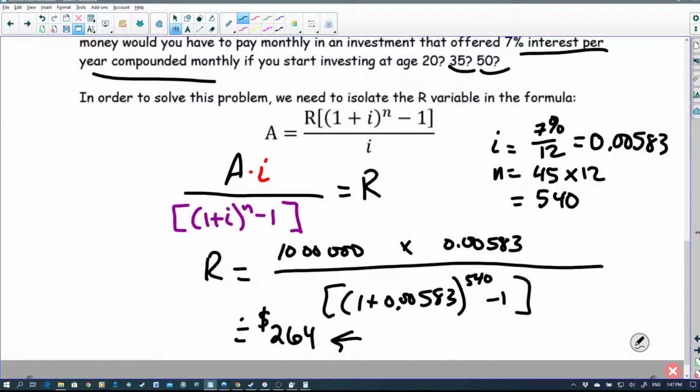Yeah, you'd have to, or you could find a significantly higher interest rate, correct. But at the same interest rate, I'd just like you to see what the difference is. Okay? So that's the end of the lesson.